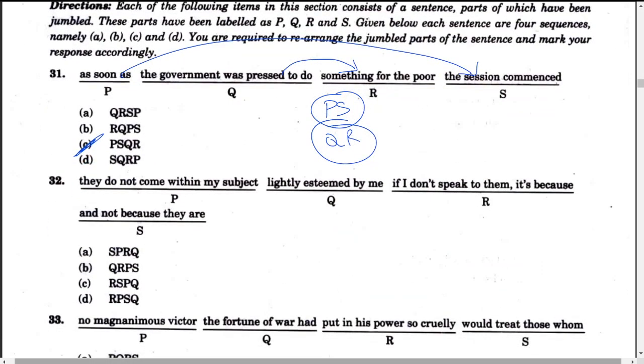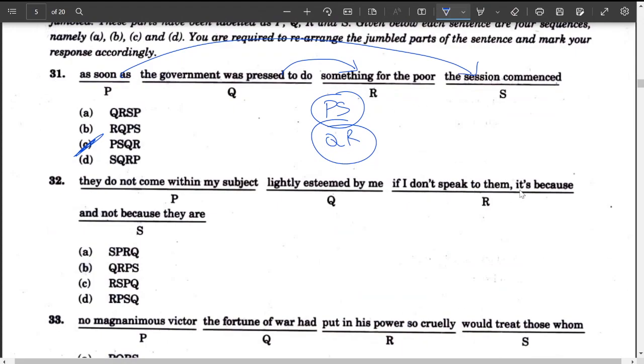Next, they do not come within my subject, lightly esteemed by me. If I don't speak to them, it is because, and not because they are. What can you use here? Which can be the beginner? Lightly esteemed. Q cannot be used in the beginning. Q is out. And cannot be a beginner anywhere. Any S sentence here? Yes. Eliminate that. So the only beginner is R. Let us check with R. If I don't speak to them, it is because they do not come within my subject and not because they are lightly esteemed by me. Look at this. R, P, S, Q is the fourth option.